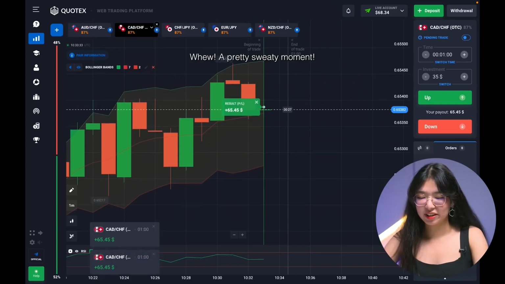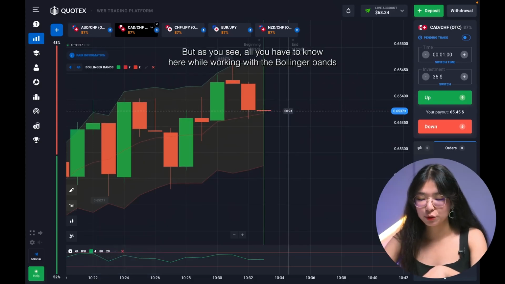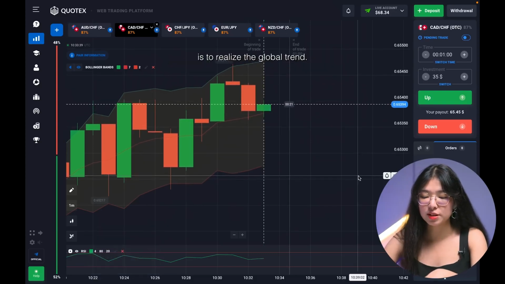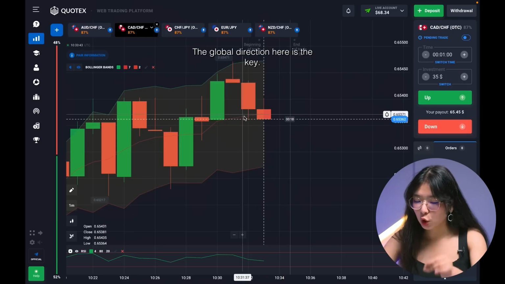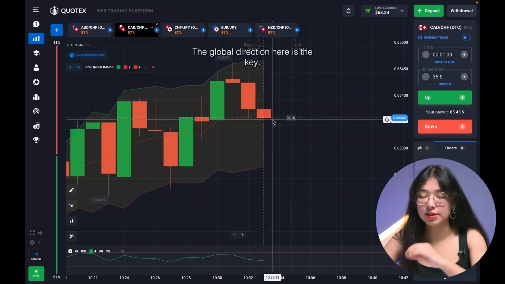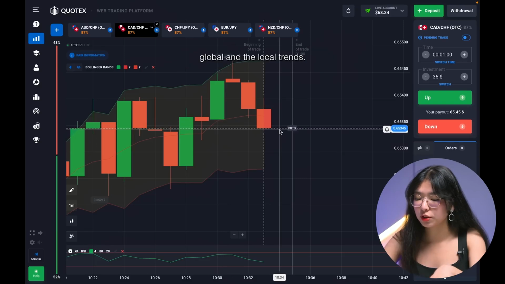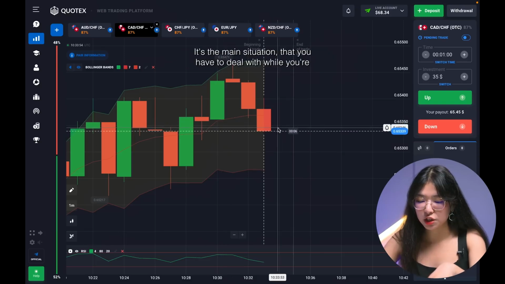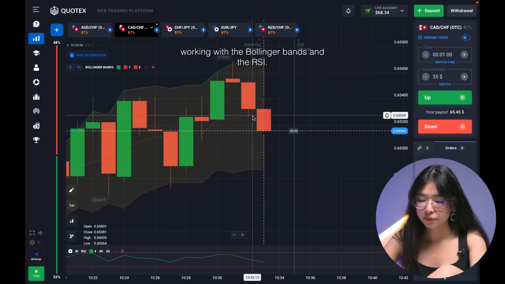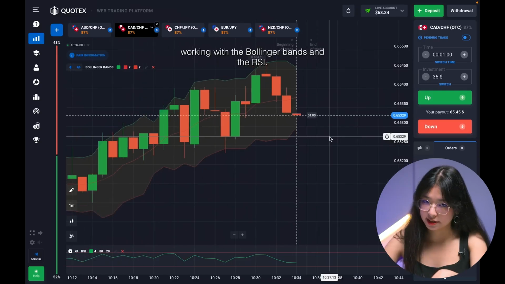A pretty sweet moment, guys. As you see, all you have to know while working with the Bollinger Bands is to realize the global trend. The global direction here is the key. You also have to have experience in recognizing global and local trends. It's the main situation you have to deal with while working with the Bollinger Bands and the RSI.